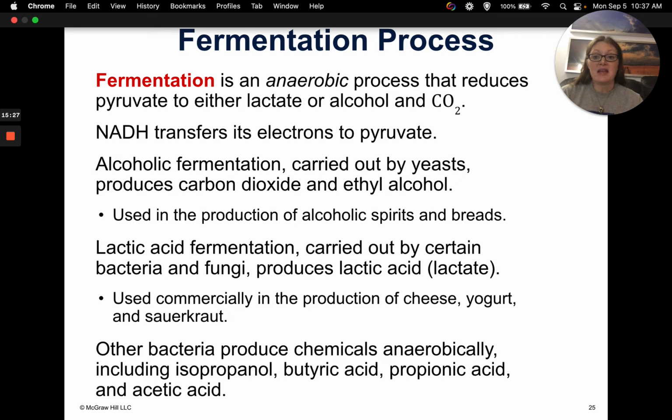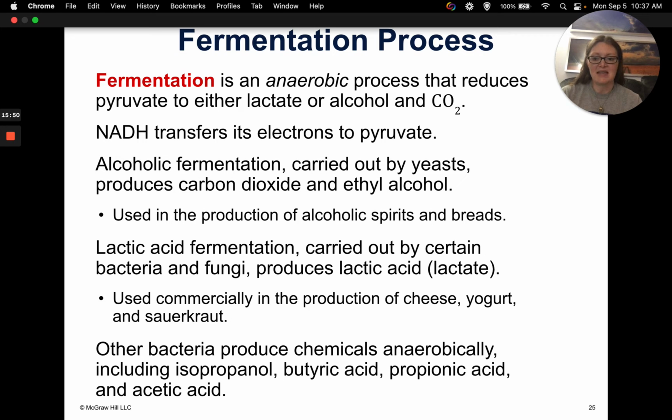The NADH transfers its electron to the pyruvate. Alcohol fermentation is carried out by yeast. That's where we get that ethanol smell. Lactic acid fermentation can be carried out by certain bacteria and fungi and produces lactic acid. This is used in products like cheese and yogurt and sauerkraut to get that sour kind of taste.